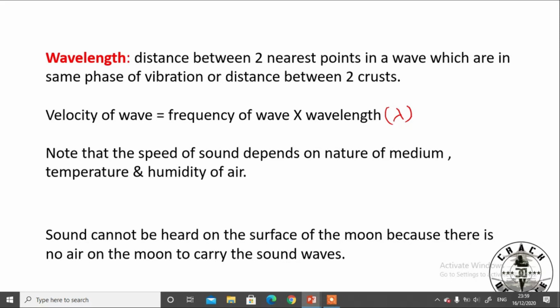An important thing to note here is that the speed of light depends on the nature of the medium, temperature as well as humidity of air. And sound cannot be heard on the surface of the moon. Why? Because there is no air on the moon to carry sound waves. And definitely we know that sound waves require a medium to travel.